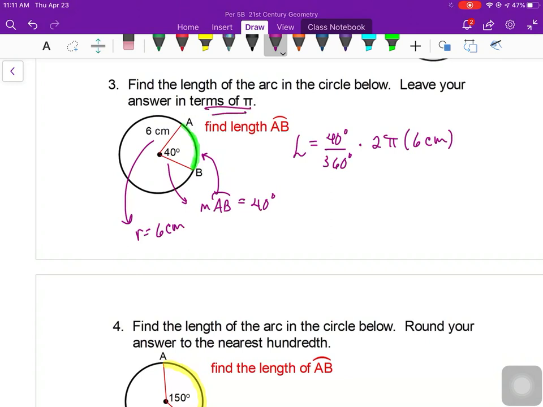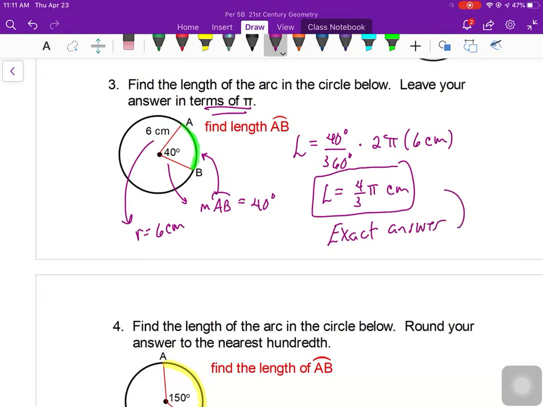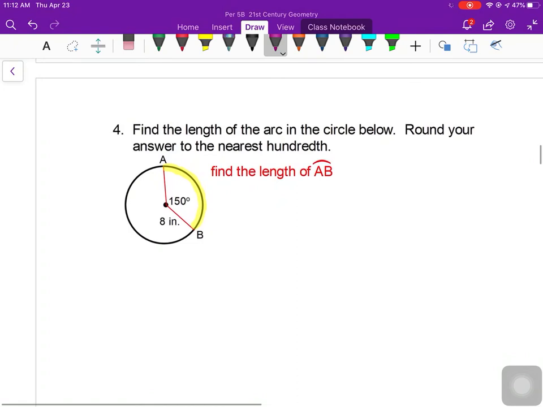Now this one again asks you to leave it in terms of pi, which means you will not put the pi into your calculator. You will put in the 40 divided by 360 and the times 6, and what we end up with is 4/3 pi, and the label would be centimeters. That's our arc length. Now, just as we did with circumference, sometimes they will tell you to round this. They won't want it in terms of pi. In terms of pi is when they want an exact answer. That's when you leave it in terms of pi.